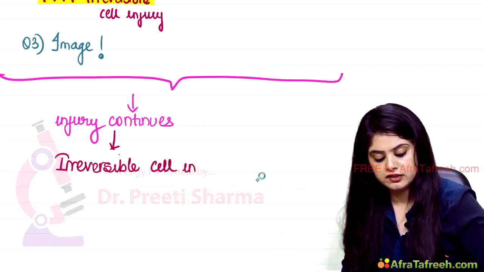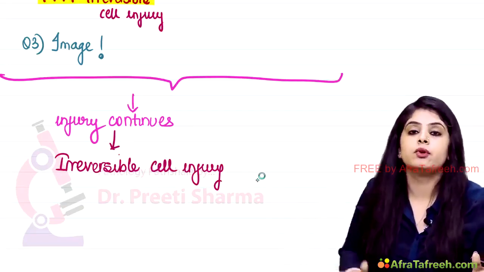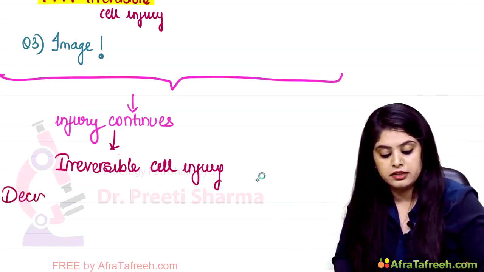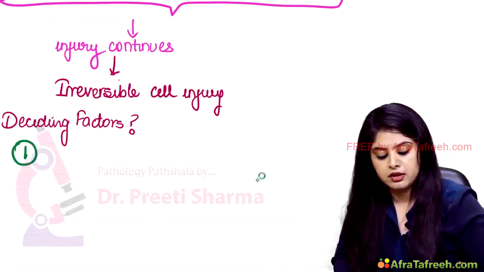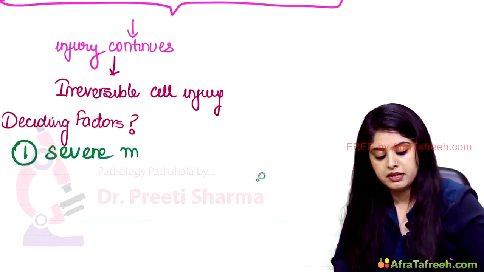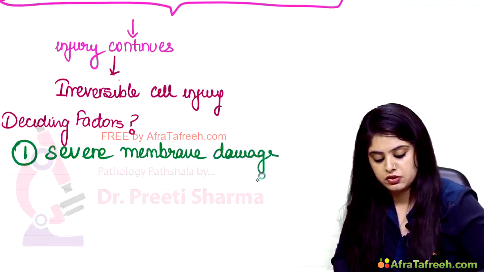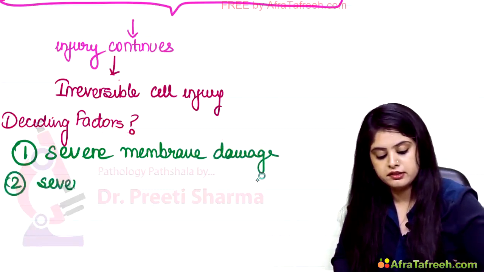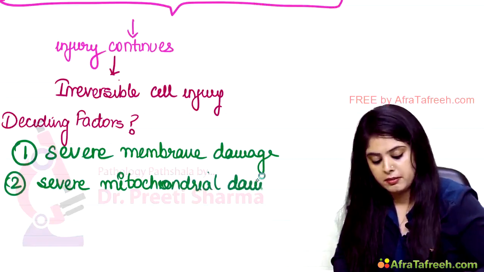But then you will ask me, okay, what is the point? How do I know? How have you decided that I'm now going into irreversible cell injury? So what are the deciding factors? Now there are two deciding factors, students, that I want you to remember. Number one, severe membrane damage. And number two is severe mitochondrial damage.